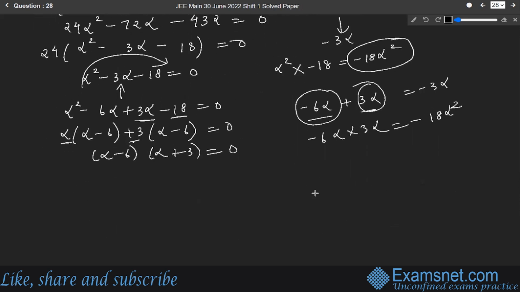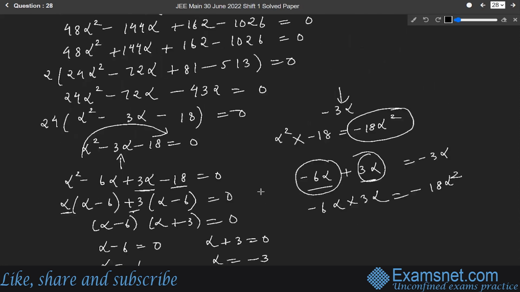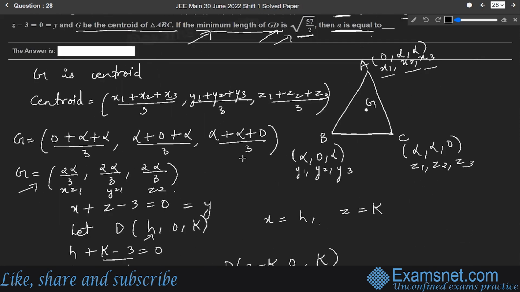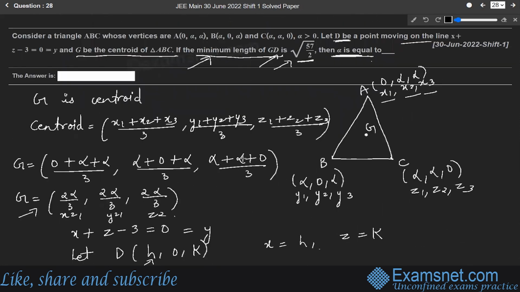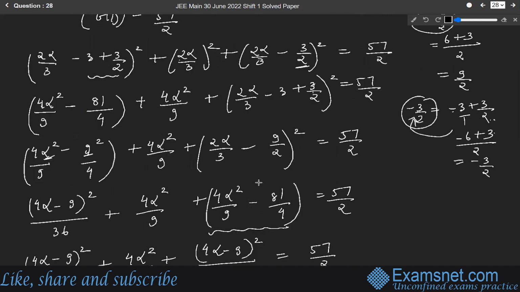Now we have two values of alpha. When alpha minus 6 is equal to 0, alpha will be equal to plus 6. And when alpha plus 3 is equal to 0, alpha will be equal to minus 3, right? But you can see that in the question it is clearly given that the value of alpha is greater than 0. What is the value of alpha? It is actually greater than 0.